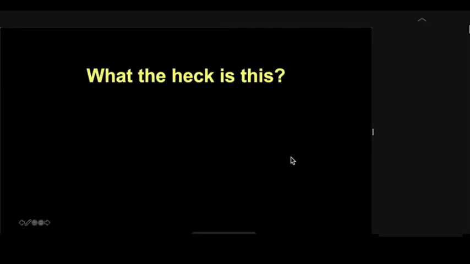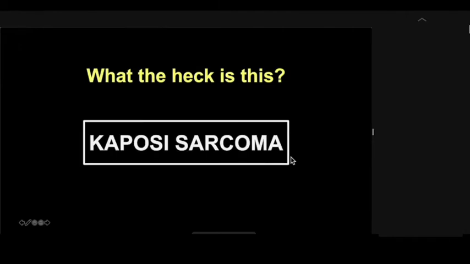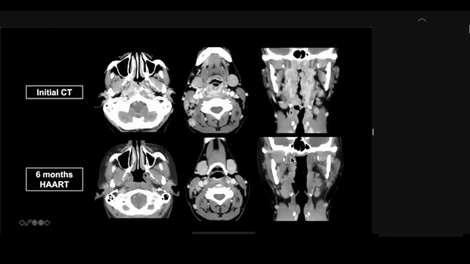So the answer to this question is Kaposi's sarcoma. The patient was treated with antiretroviral therapy, and comparison of the initial CT with 6 months after treatment shows remarkable improvement of these lesions and also of the lymph nodes.